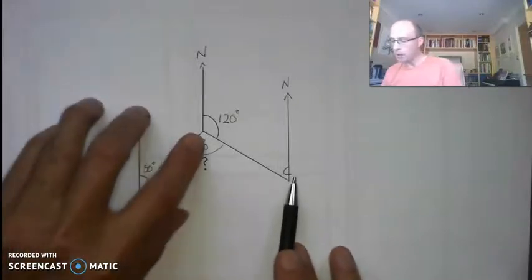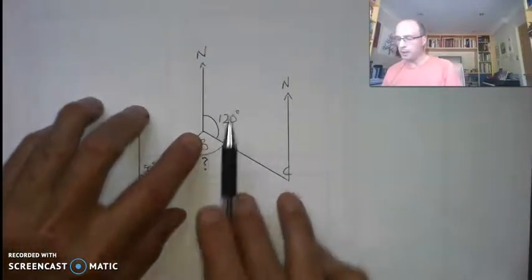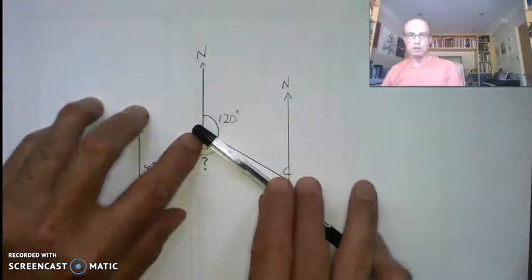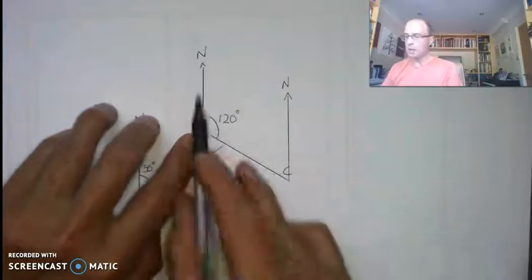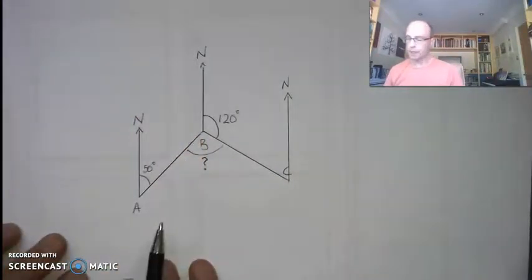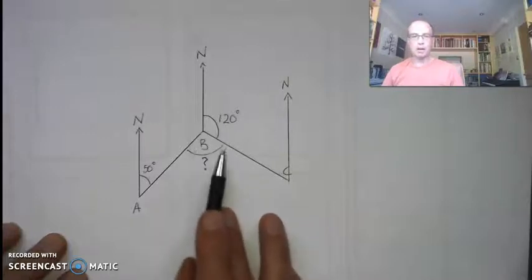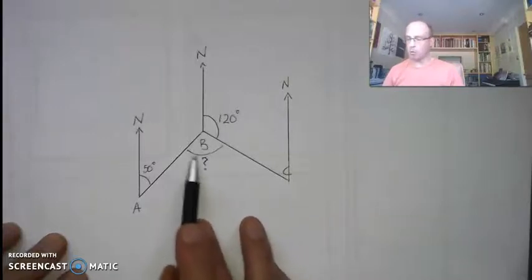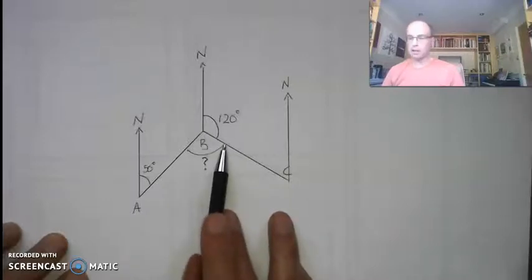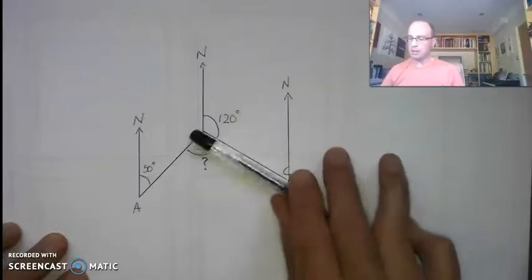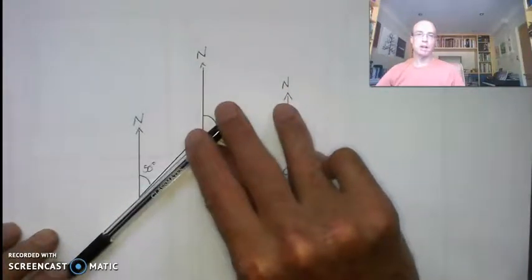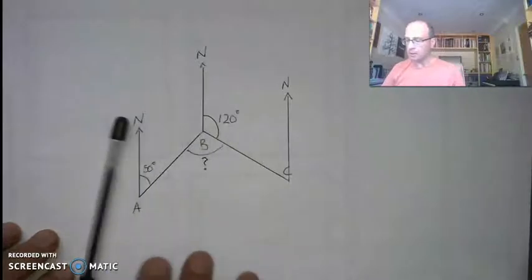And I also know that the bearing of C from B, so I'm starting from B, measuring clockwise, 120 degrees. So my bearing of C from B would be 120 degrees. But I don't know what this angle here is, and I've been asked to work out what it was. So it would be the angle, the amount of turn that I'd need to go through, so instead of pointing at C, to point at A instead. So I've been asked to work out what that is.